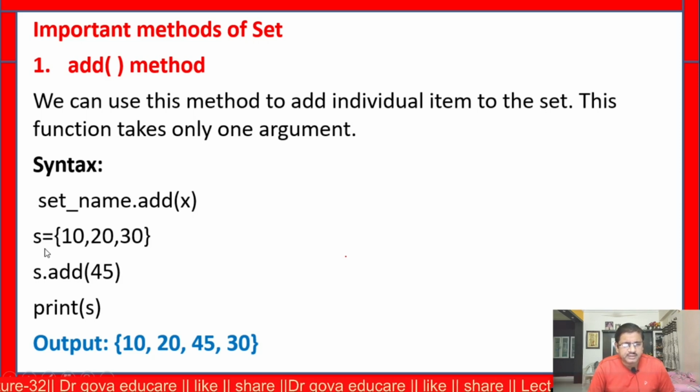Now observe the example. S is equal to set, 10, 20, 30 is a set. Now I want to add element 45 into the set. I am using the add method: S dot add of 45. Now observe here, 45 is added to the set S. This is the first method.